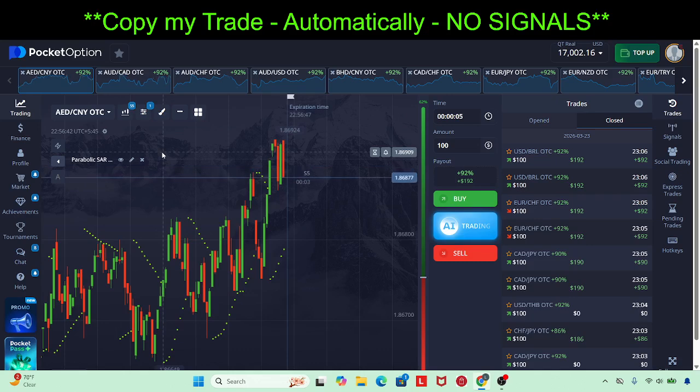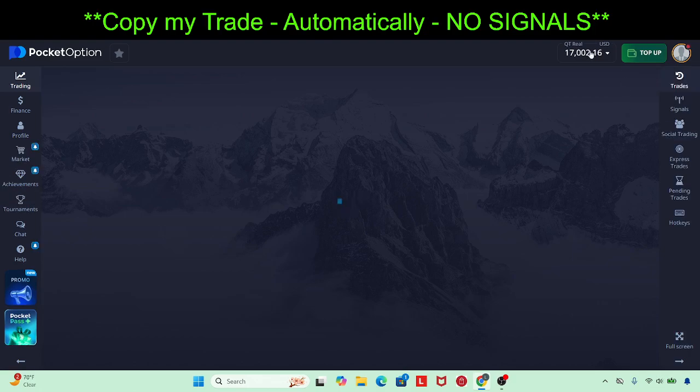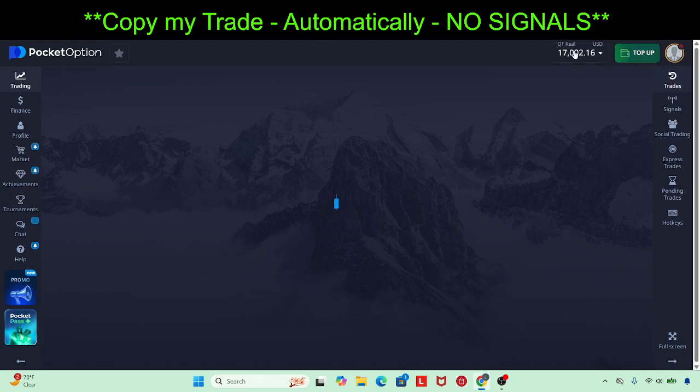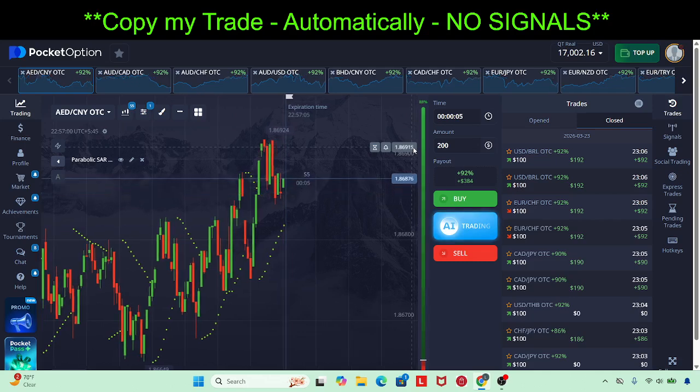Now, I'm going to make a trade of $200, so you don't have any confusion here. Let me firstly refresh it and show you, and you can see how much balance I have here. Here you can see all of these trades are of 100. So I'm going to make a trade of $200 so that you can see clearly.